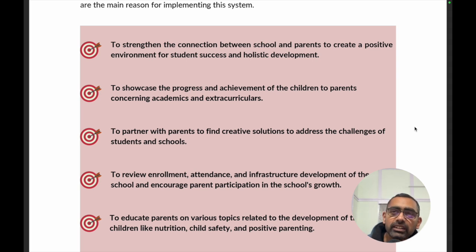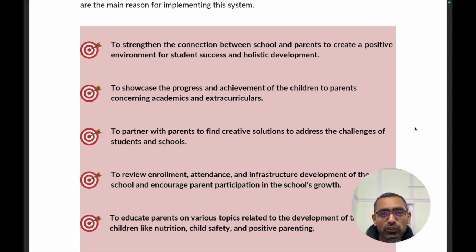It's very important that we go beyond the numbers and show what the kid is really learning and really applying, and what his or her interest areas are. It's very important to showcase that, and to partner with parents. As I said, most of the time is spent at home, so we must partner with the parents to find creative solutions to address the challenges of students and schools, because they are teachers at home.